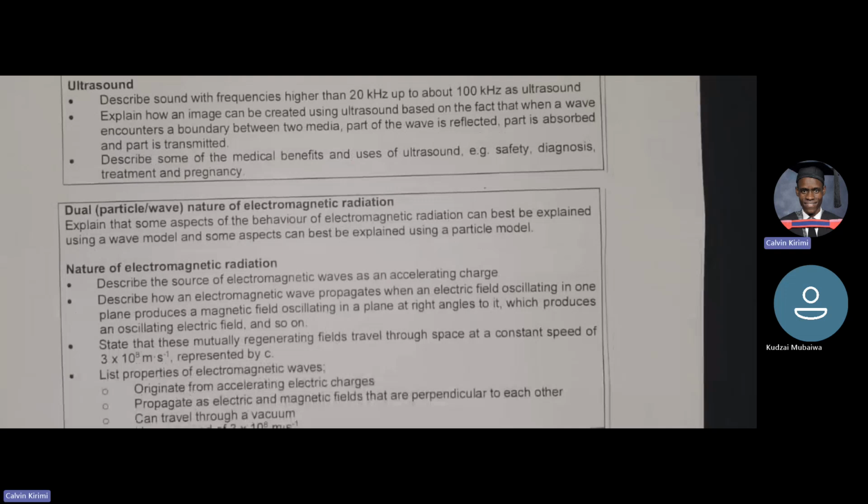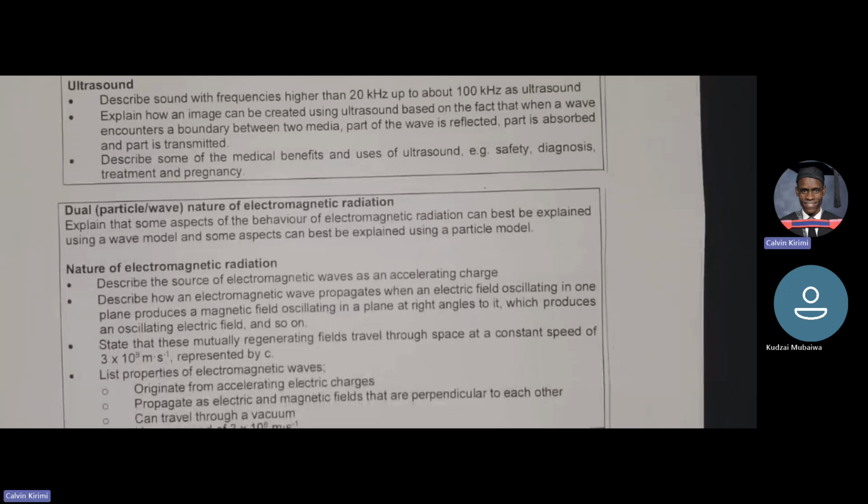Let's move to a particle. So the dual nature of electromagnetic radiation. By saying dual, a wave can behave as a particle, can behave as a what? A wave. Or as a what? When they say a particle is vibrating, remember before we were dealing with vibration of a particle. Is the particle moving in the direction of propagation or moving perpendicularly to the direction of propagation?